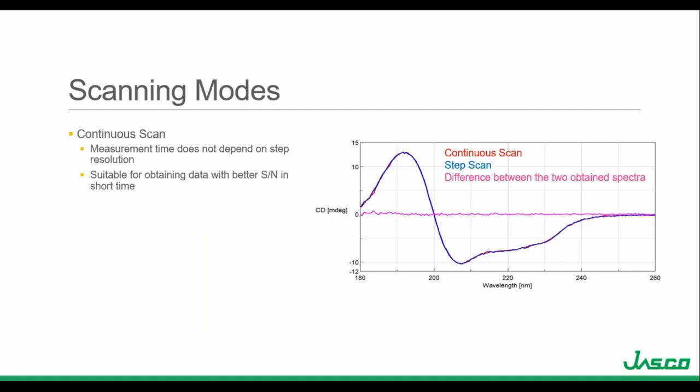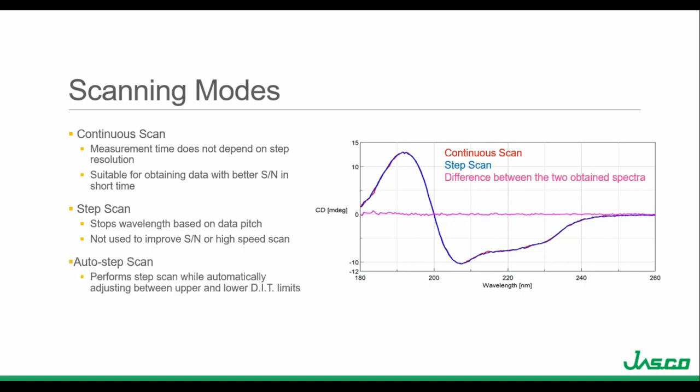JASCO offers 3 different scanning modes. The continuous scan acquires a CD signal at each wavelength while moving across the desired wavelength range. With continuous scan, the measurement time does not depend on the data pitch for the step resolution and can be done at higher speeds, so this is the mode that can be used to obtain data with a better signal to noise and a shorter acquisition time. The step scan mode stops the monochromator at each wavelength based on the data pitch, so the measurement is much longer than the continuous scan mode.